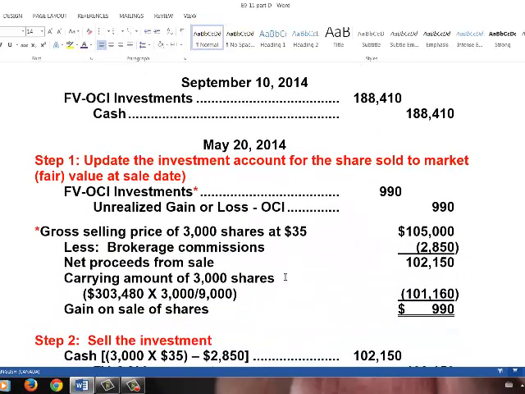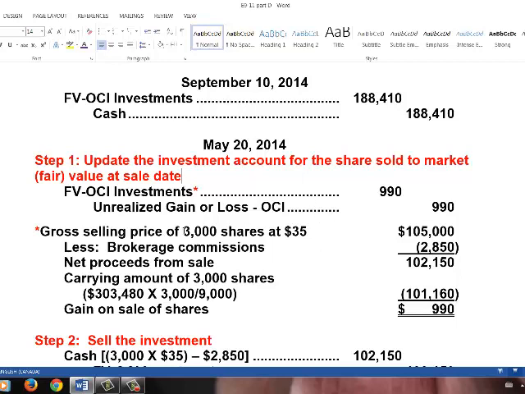So now on May the 20th, because we are selling some of the Nirmala shares, we have to do 3 steps because it's a fair value through OCI investment. The first step is to update the investment account for the shares, the 3,000 Nirmala shares that we sold, to their market or their fair value at the date of sale. So in order for us to do that, we have to determine what is the fair value and what are we carrying those shares at.